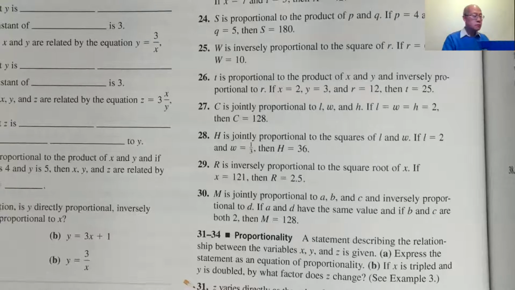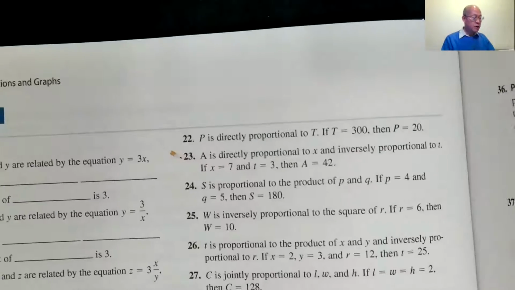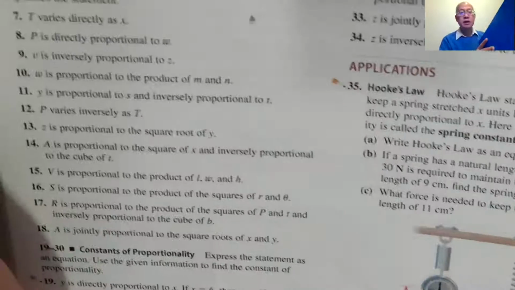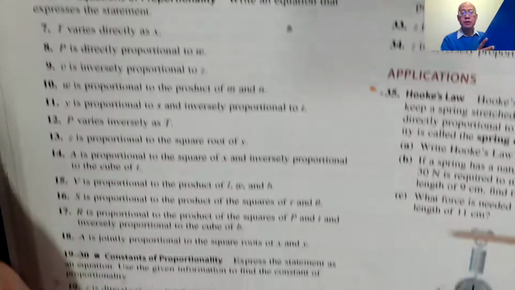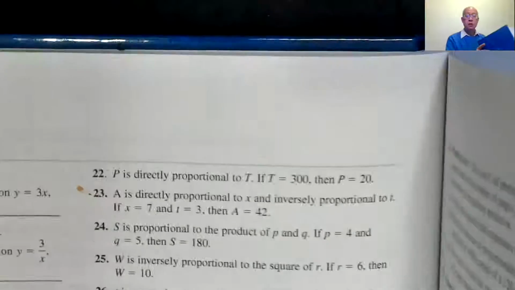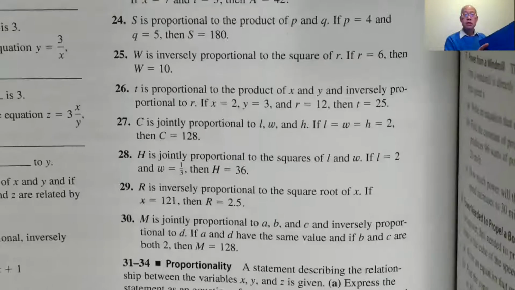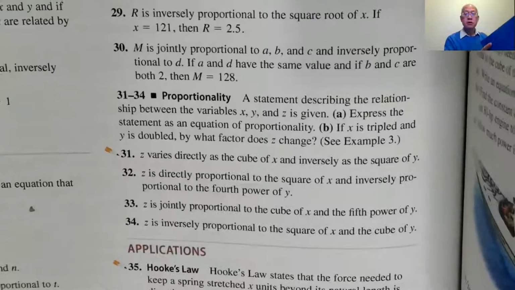This is section 1.10, which is on variation. Okay, so we're on page 164. We have to go up to 45, 7 to 45 odd. If you look, it says varies directly, varies proportionally, varies inversely, and so forth. There's 22 through 30.